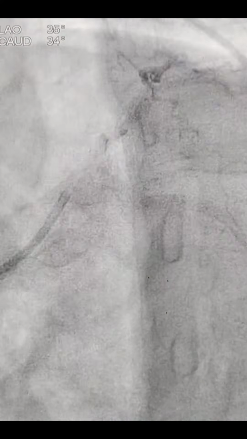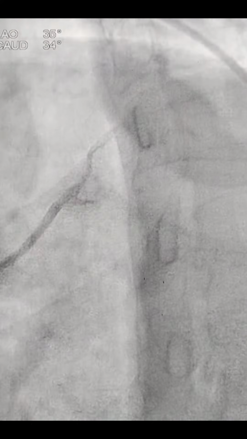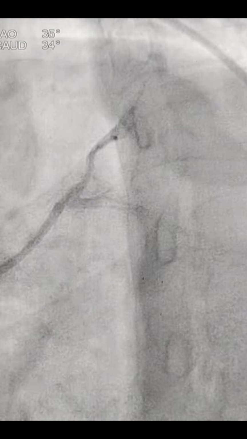This is the coronary angiography. You can see the cranio-caudal view. There is a significant lesion in the LAD right from the ostium, a long lesion, and this left main is very short. You can see in this angio.